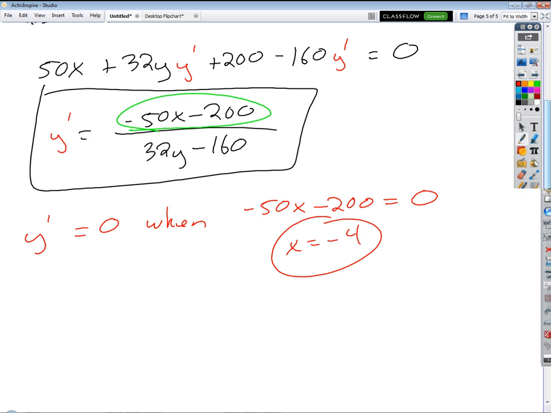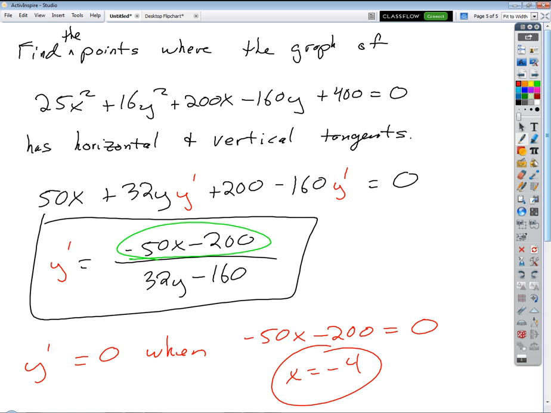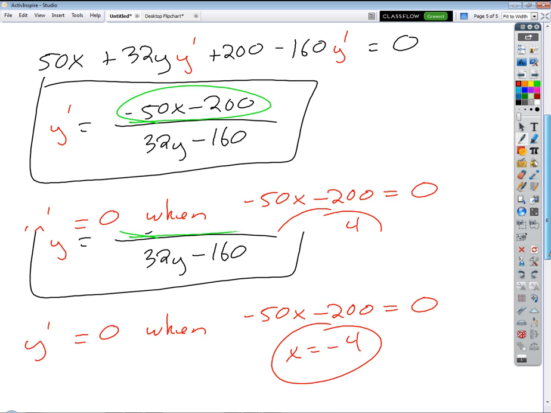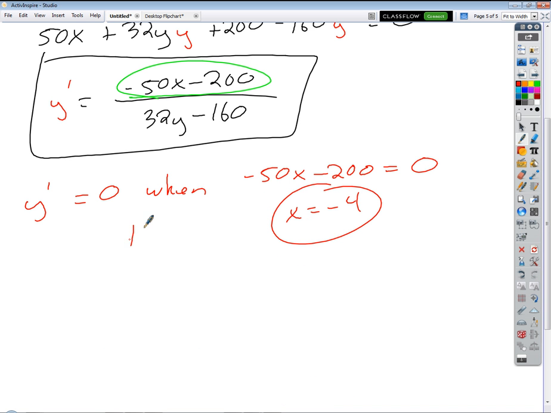So the horizontal tangents occur at x equals -4, right? Horizontal tangents are a 0 derivative, right? Okay, so now, how do we find vertical?